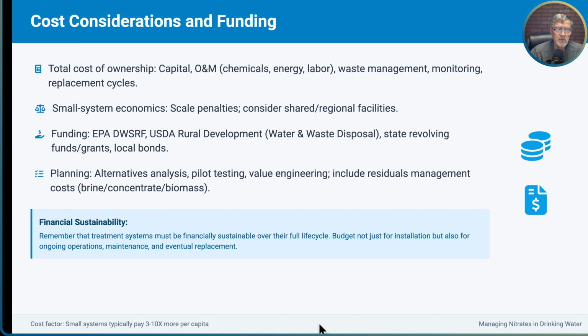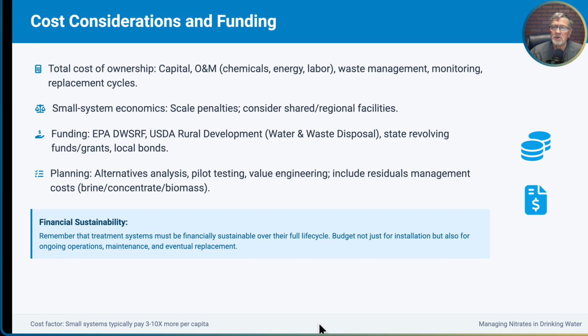Small system economies, there's going to be some scale penalties. So smaller systems may pay a little bit more because they're going with a smaller system. If you look at it per 1,000 gallons, a larger system may be cheaper per 1,000 gallons than a smaller system, just because of the economies of scale.